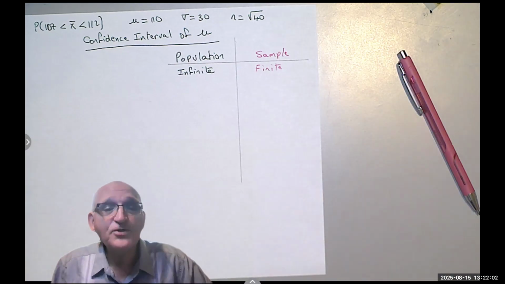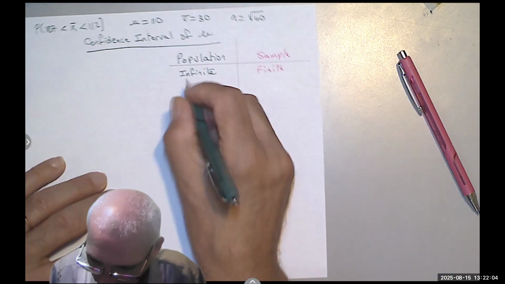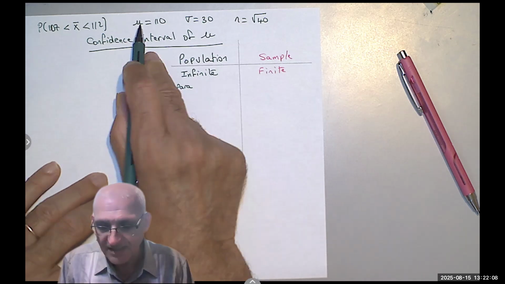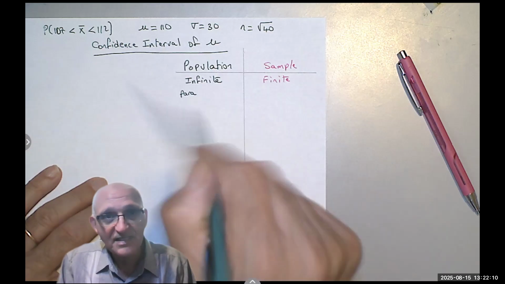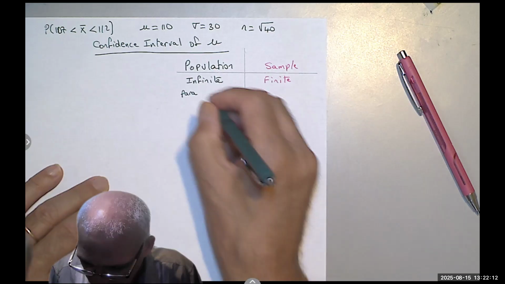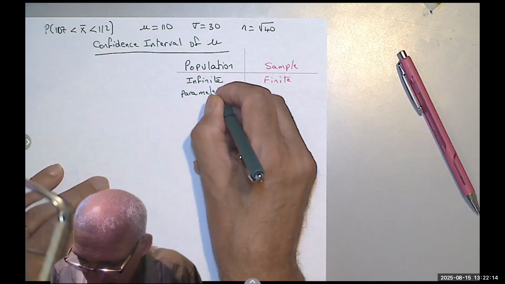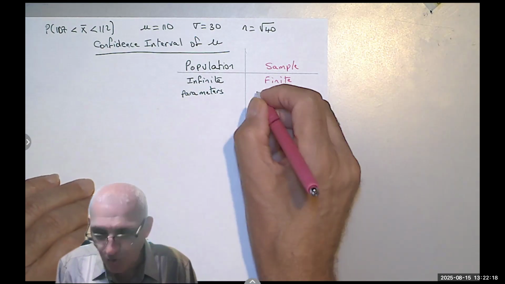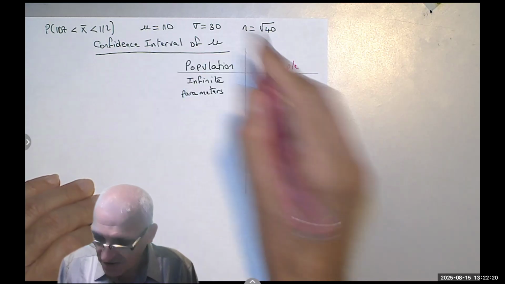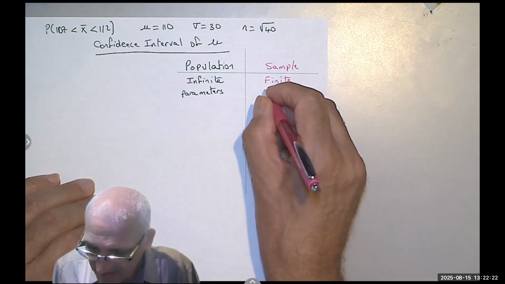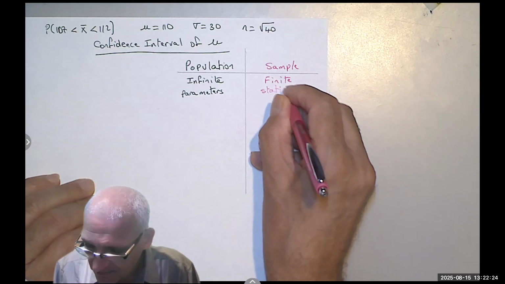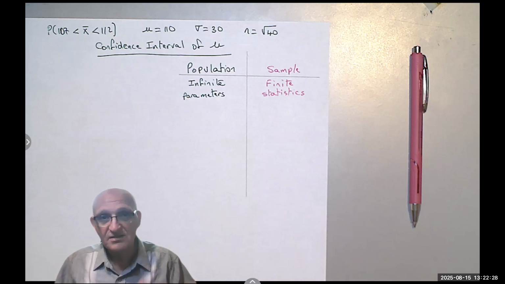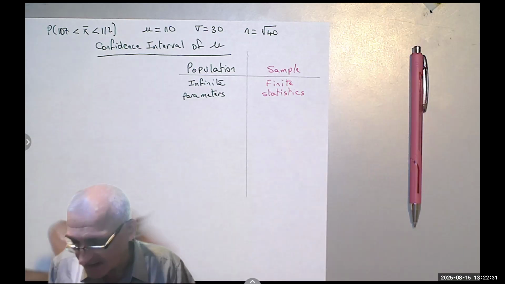The population contains stuff that we call parameters, like mu, like sigma, like lambda for the exponential. These are called parameters. But the sample has its own mean and standard deviation. We call them statistics. Yeah, like the name of the subject. It's probability and statistics.